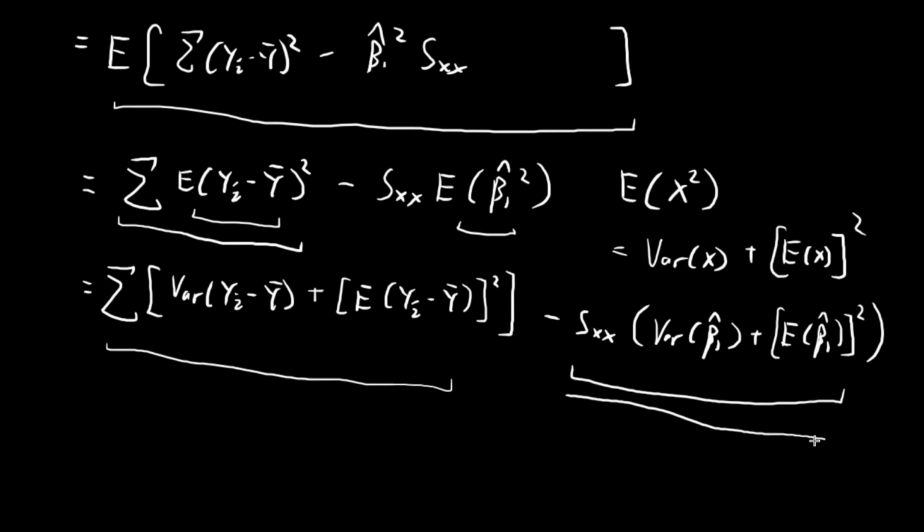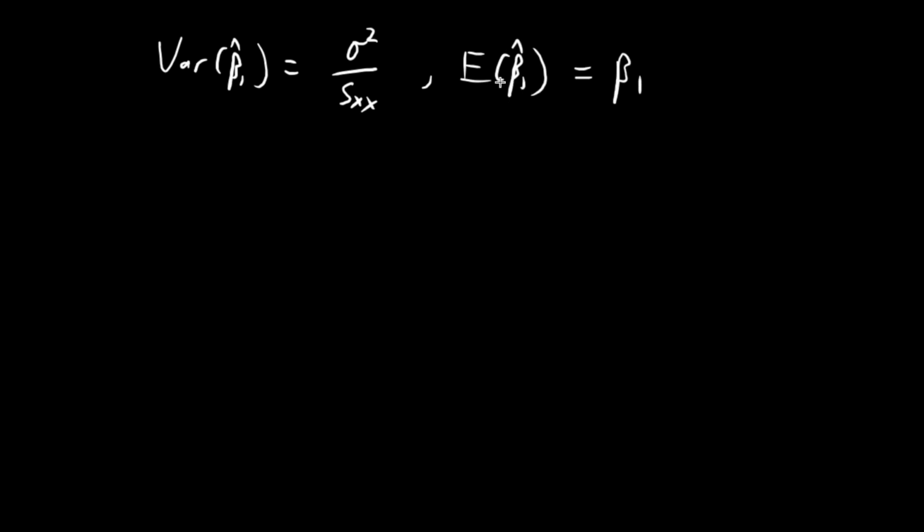So let's focus on this term first. What is the variance of beta 1 hat? We found what the variance of beta 1 hat is in one of the previous videos. The variance of beta 1 hat is just equal to sigma squared divided by s double x. You can check back on the previous videos if you don't remember this. And then the expected value of beta 1 hat is just equal to beta 1, because, as we found out in one of our previous videos, this is an unbiased estimator.